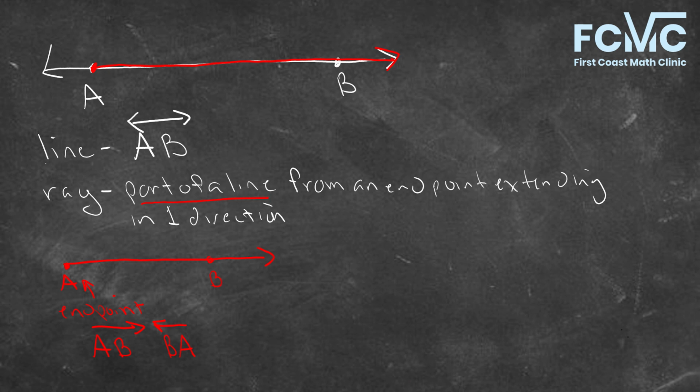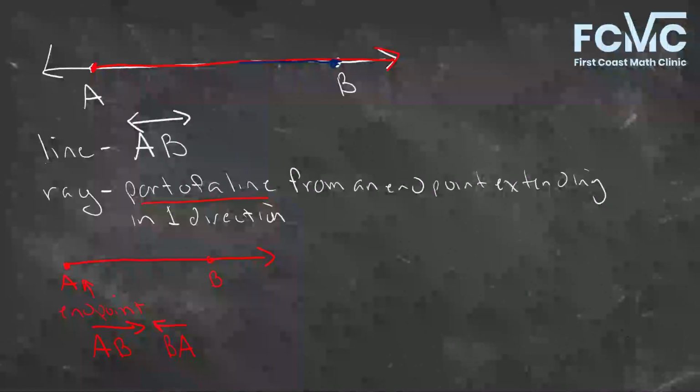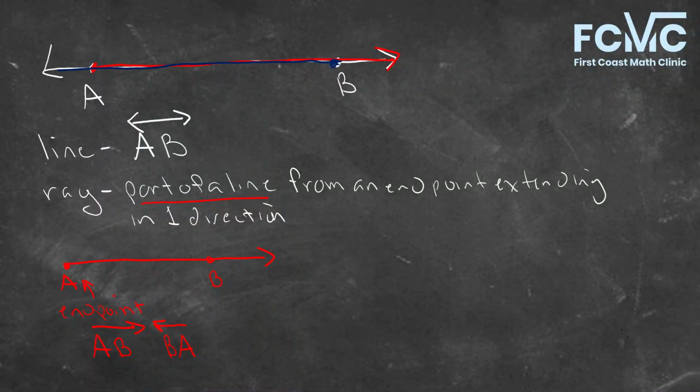Now, what if we want to reverse this and maybe have this section in blue here as our ray? So our ray would look something like this. Now B is our endpoint to A. So to name this, we could say BA, but the flat part of our arrow would be above the B. Or if we want to switch those letters, AB with the flat part of the arrow above the B.